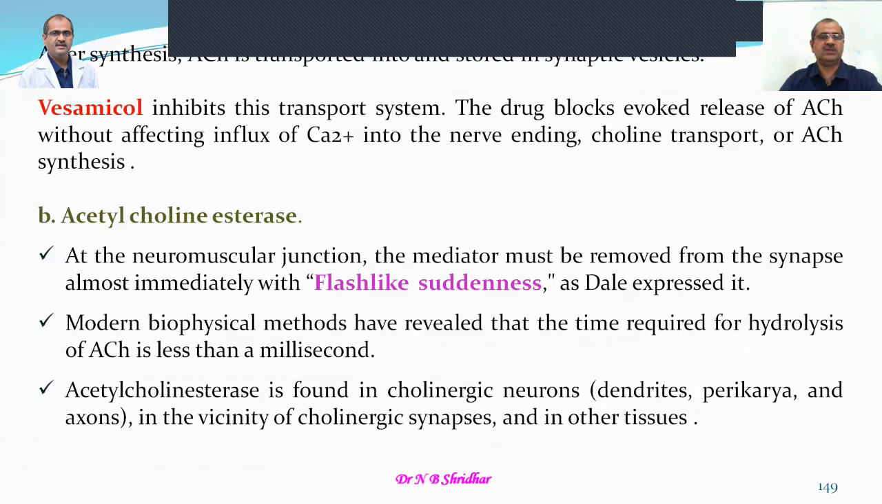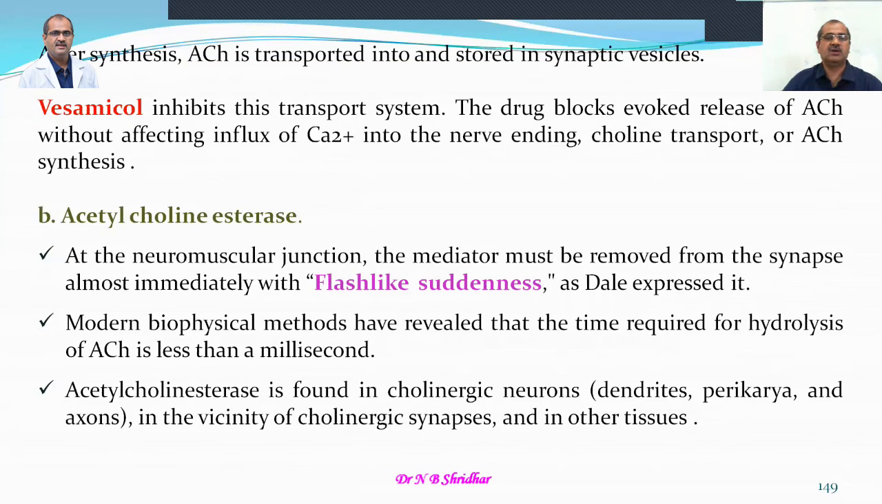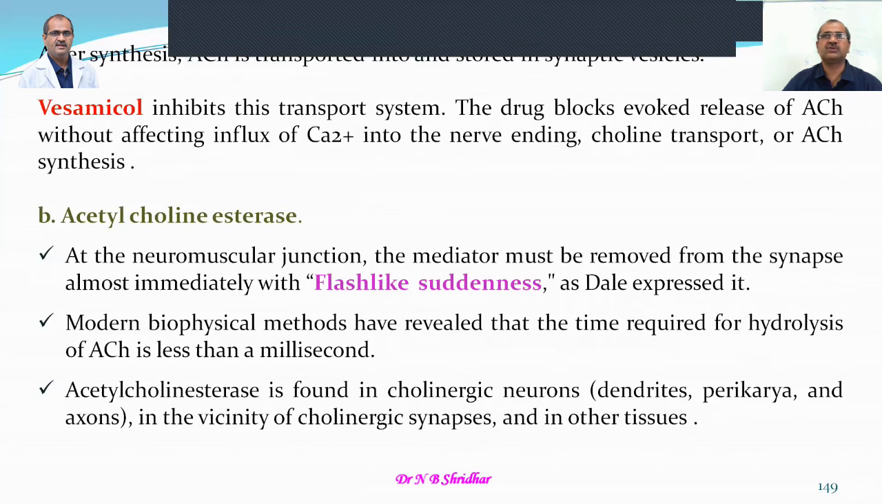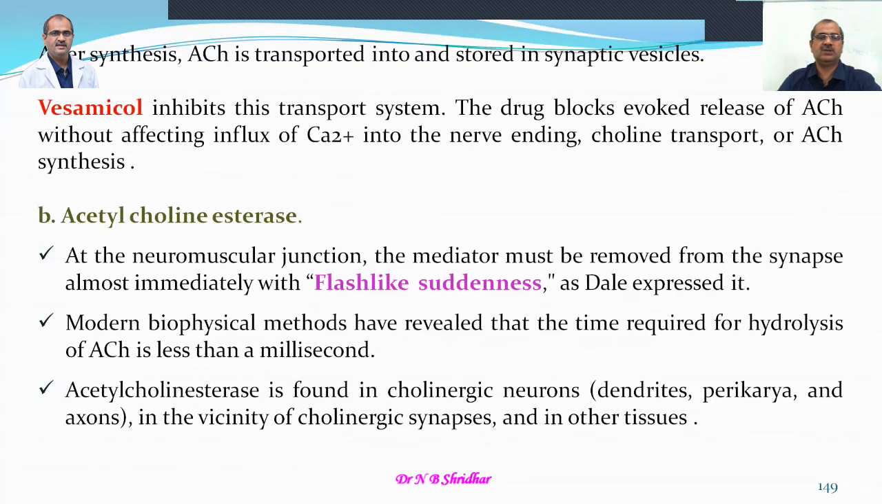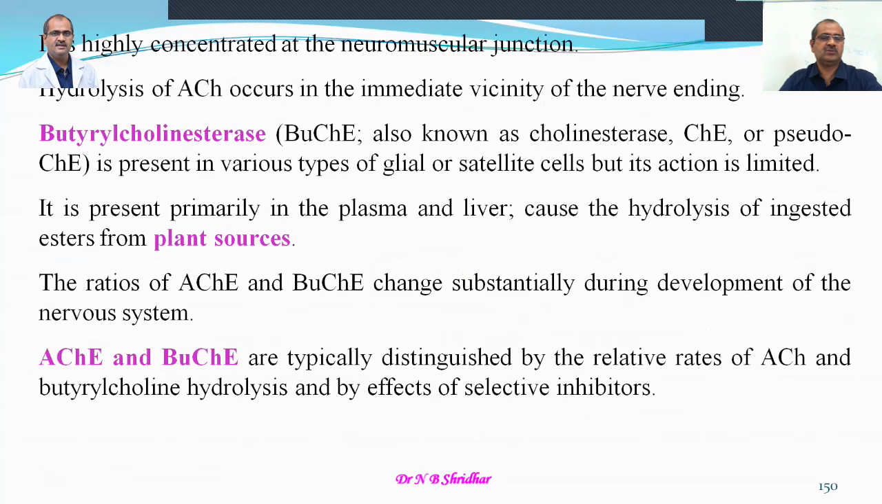and in other tissues wherever cholinergic innervation is present. If you are asked where acetylcholinesterase is located: in cholinergic neurons, maybe in the dendrite, a branch of the nerve body, then perikarya and axons. It is highly concentrated in the neuromuscular junction. Of course, acetylcholinesterase is very high in concentration there. That's why acetylcholine is destroyed immediately after its release, especially in the neuromuscular junction.